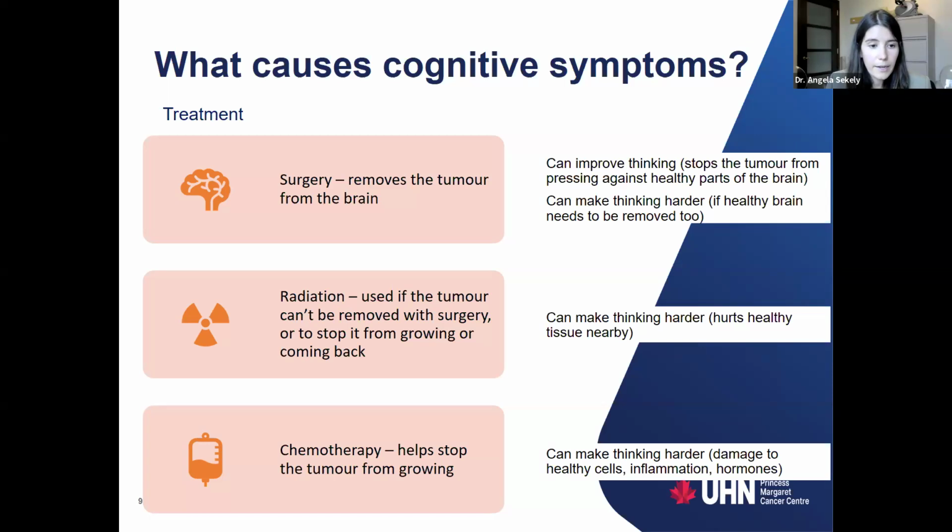And then chemotherapy helps stop the tumor from growing and can also make thinking harder. There's a lot of research looking at chemotherapy and cognition, but it's thought to be multifactorial. There are many influences here: damage to healthy cells, inflammation, hormone changes. These are all thought to relate to cognitive symptoms.